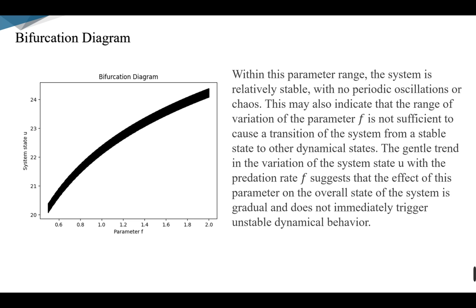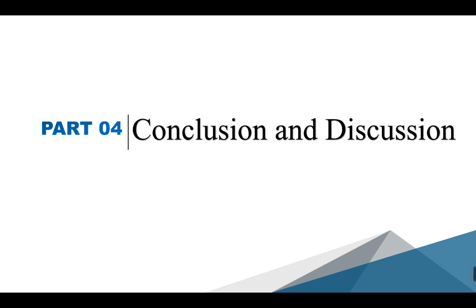Bifurcation diagrams show the state change in the system when varying the predation rate. The gentle tendency of the system state to change with predation rate suggests that the parameter's effect on the overall state of the system is gradual and does not immediately trigger unstable dynamic behavior.